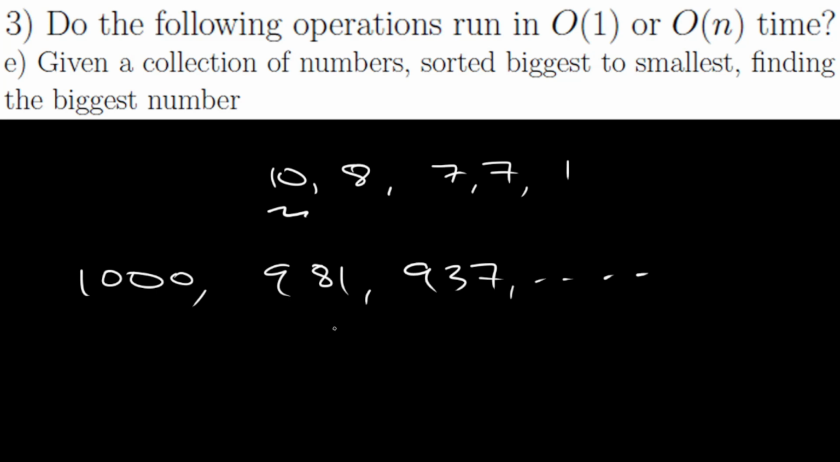And since that's the case, there's only one operation in every list that we're given. So even if I have a list of hundreds and hundreds of numbers, that's fine because I know the first one is going to be the biggest, right? Because it's sorted. So this is going to be just one step of looking at what the first number is. And so that is going to occur in big O of 1 time.